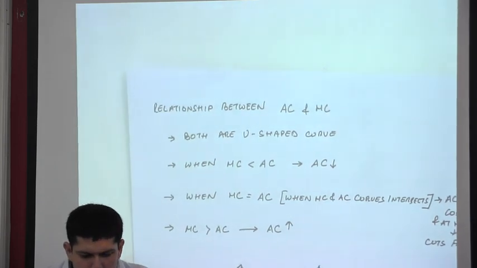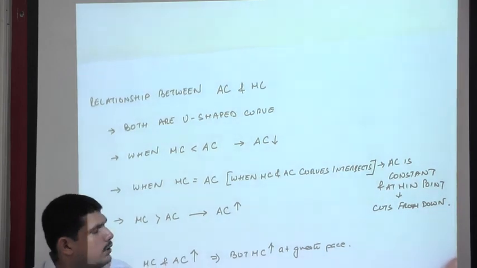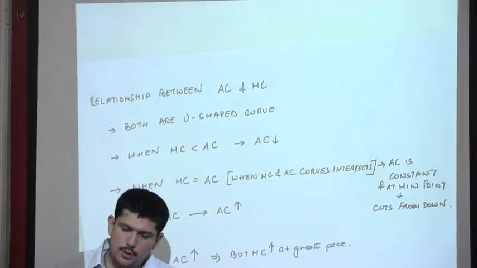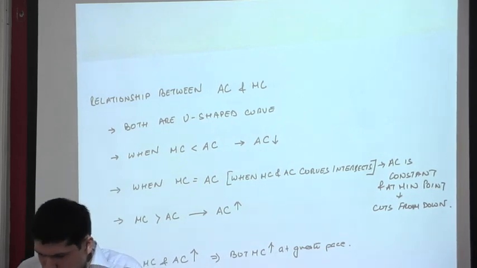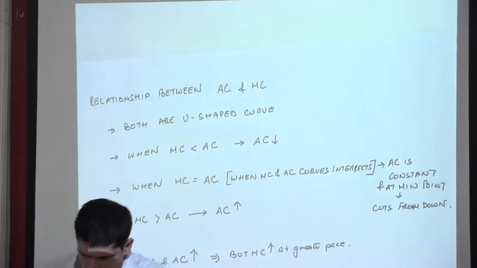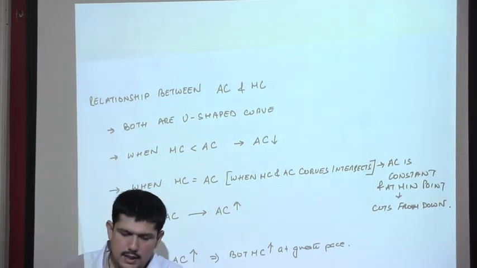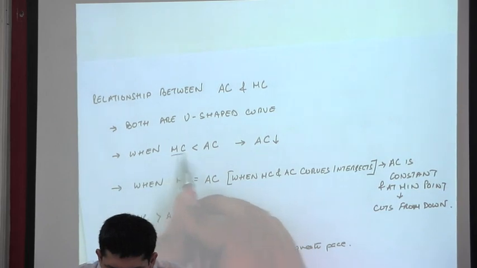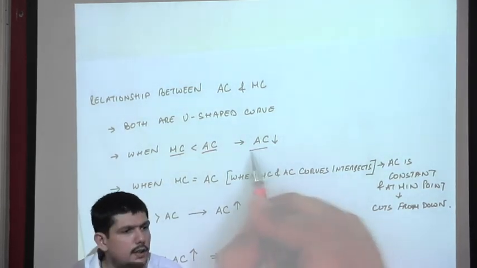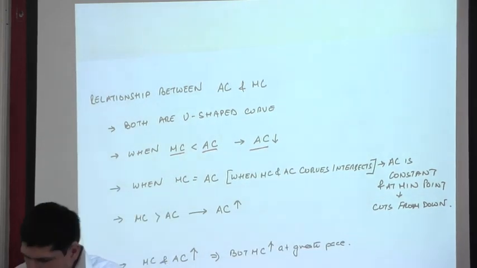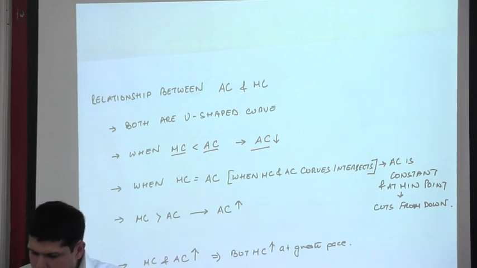So if we see the relationship between the average cost curve and the marginal cost curve, right, what we will see is that both are U-shaped curves, right, and then once we compare them, okay, we don't have a diagram, okay, when we see, it is seen that when marginal cost is less than average cost, the average cost will fall, right? When marginal cost is less than average cost, the average cost will fall.